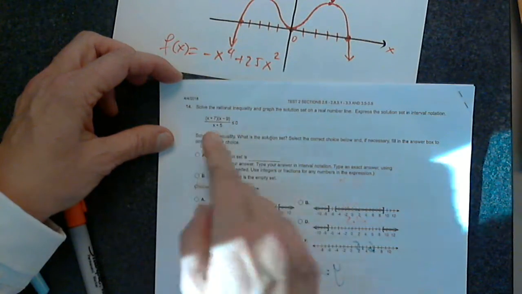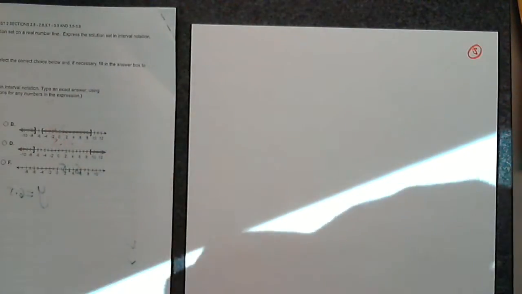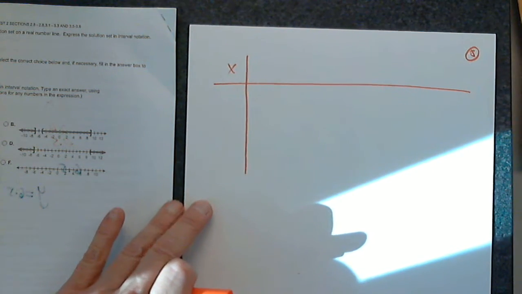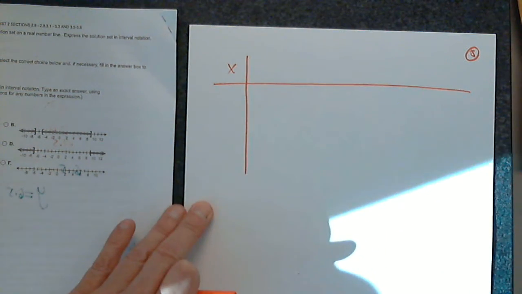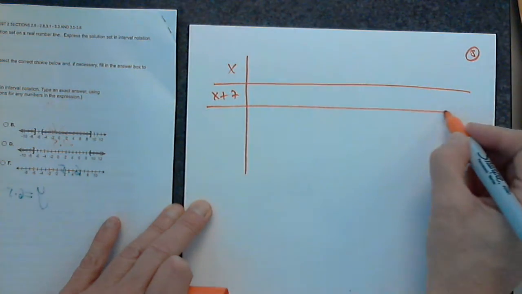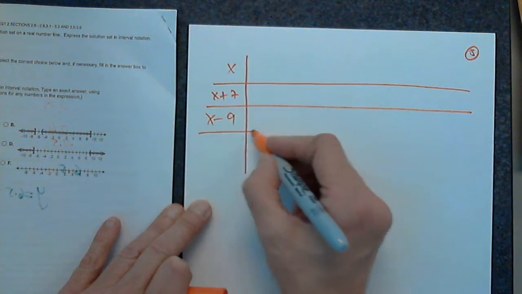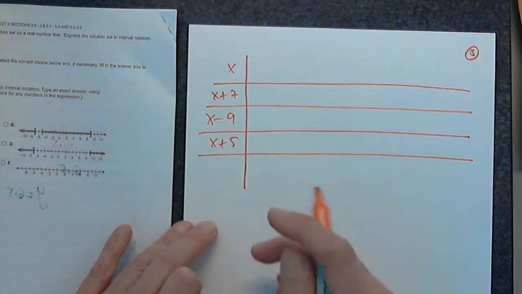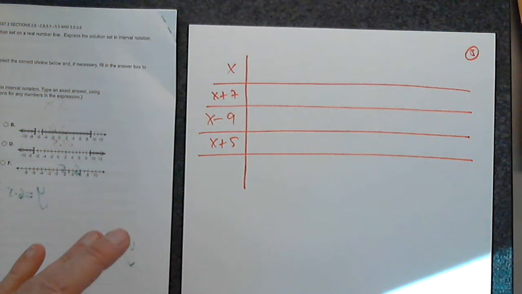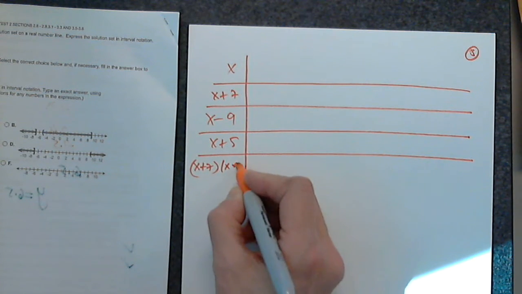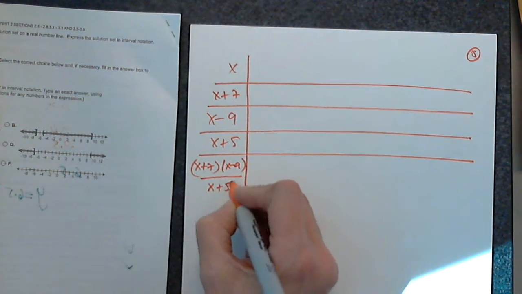Yes, 1, 2, 3. So if you're using the table that I showed you, then we will have x, because that x is the variable in the problem. We will have x plus 7 as the first factor. We will have x minus 9 as the second factor. We will have x plus 5 as the last factor. And what will be the last row? The whole thing. So it's x plus 7 multiplied by x minus 9 and divided by x plus 5.